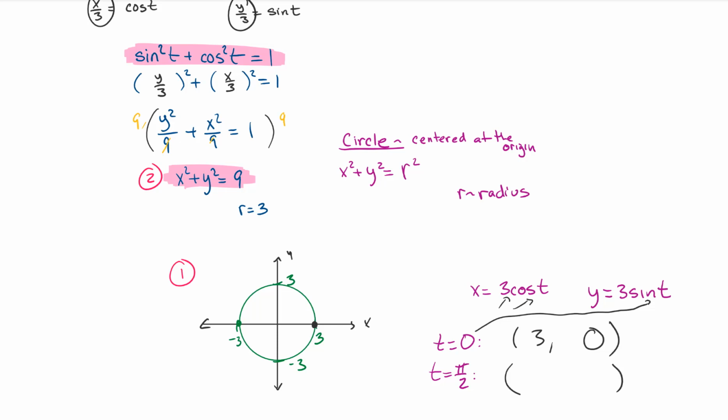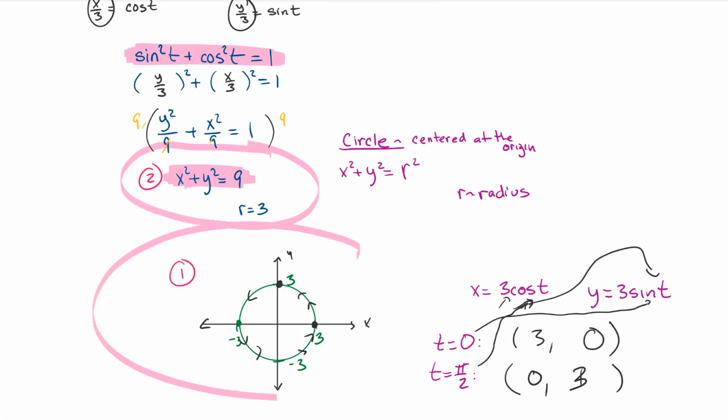So 3 times cosine of pi over 2. That's 0. And then 3 times sine of pi over 2. That's 3 times 1. So we get 0 comma 3. There it is. So we must be moving in this direction. So it's telling us that's our orientation. Cool. So we did part 1 and we did part 2. We're really happy with ourselves. We got this.